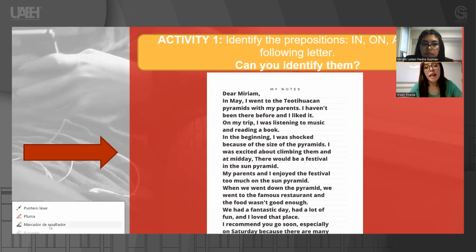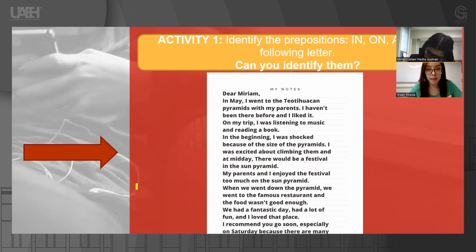Let's start. Dear Miriam, in May, I went to the Teotihuacan pyramids with my parents. I haven't been there before and I like it. On my trip, I was listening to music and reading a book. In the beginning, I was shocked because of the size of the pyramids. I was excited about climbing them, and at midday, there would be a festival in the Sun Pyramid. My parents and I enjoyed the festival too much on the Sun Pyramid.